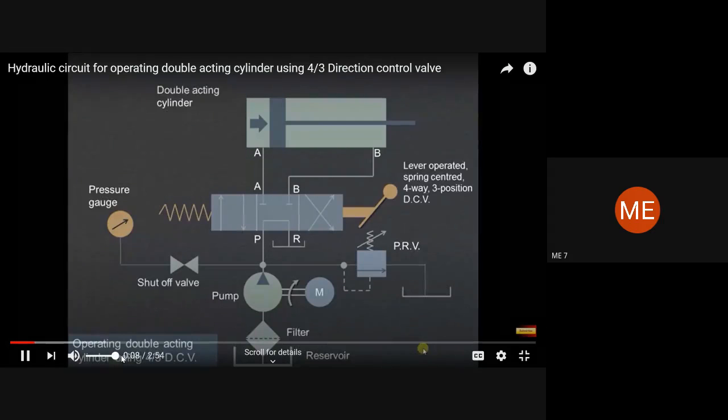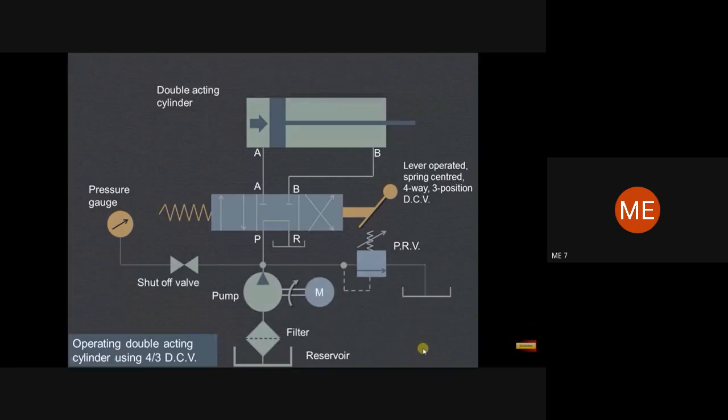So we have drawn this particular circuit for operating a double acting cylinder using this 4x3 direction control valve. As you can see over here, we have shown the various components of this circuit. So this is the reservoir, then filter, the pump which is driven by the motor, shut off or shuttle valve, then this is the pressure gauge.